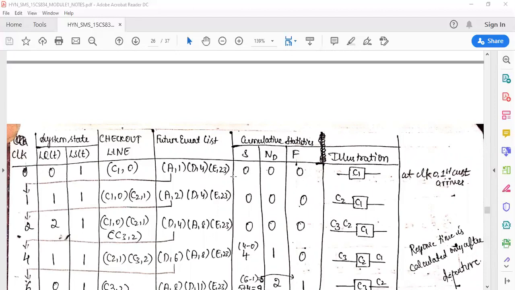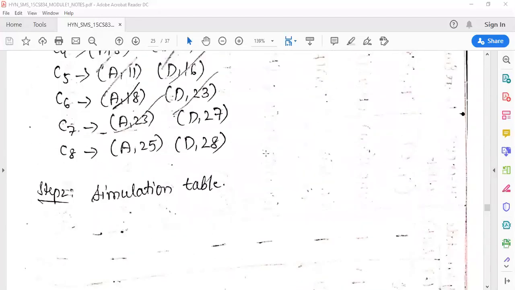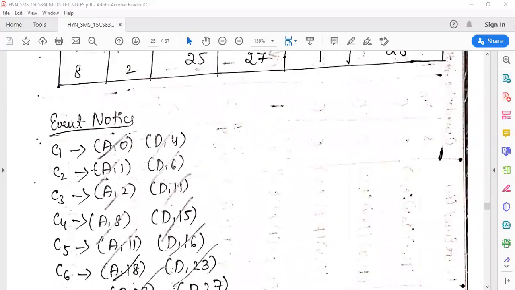What is the checkout line? Checkout line tells what happened now. First customer came at 0, so I will write it as C1 comma 0, which means customer 1 came at 0. Like that, you have to write this checkout line based on the arrival times. What type of event is it? It is an arrival event. If it is an arrival, I have to schedule the next arrival and next departure. So go back to your event notice, strike out A comma 0 because this occurred. The first departure is D comma 4, next arrival is A comma 1.